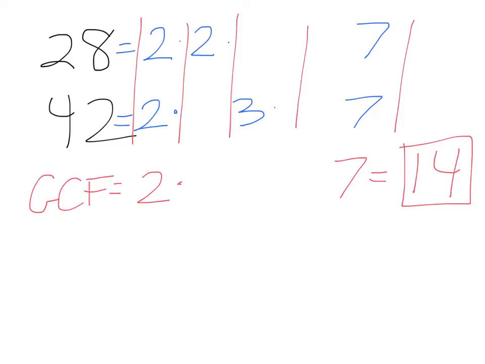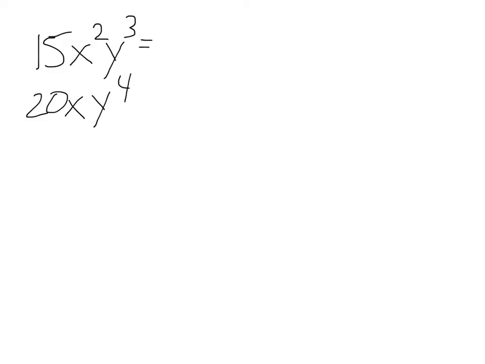Good. Now, why is this method better than any other method that's out there? Why would I even show you this method? Well, when we get to algebra level, you start getting numbers like this: 15x squared y cubed and 20x y to the fourth. Nothing's different here. Everything's the same. You just have to figure out how to factor the variables down.